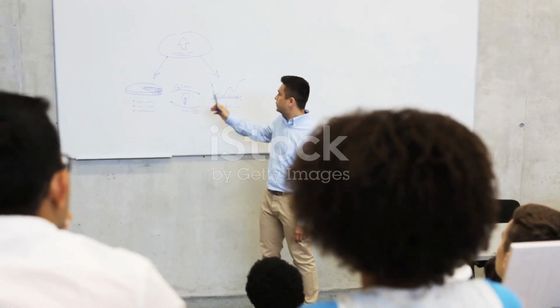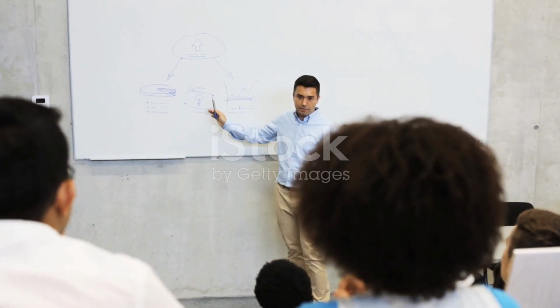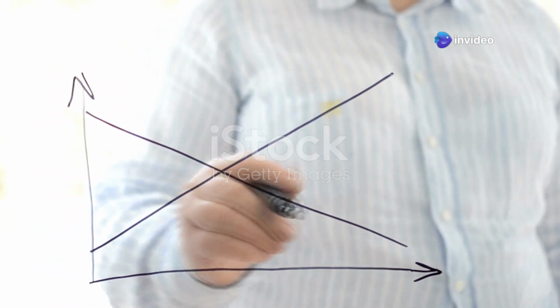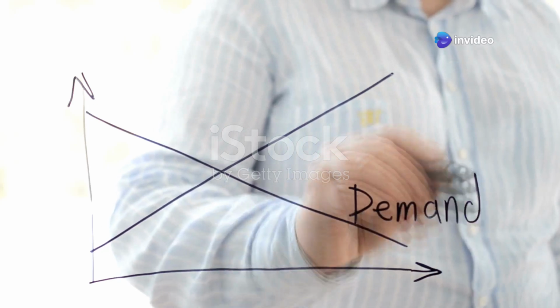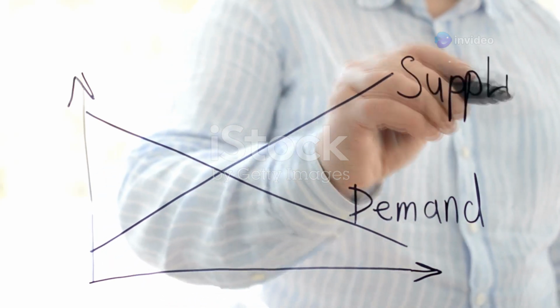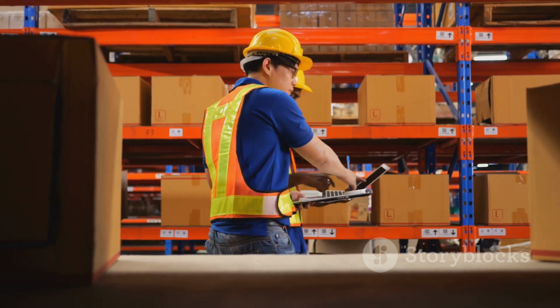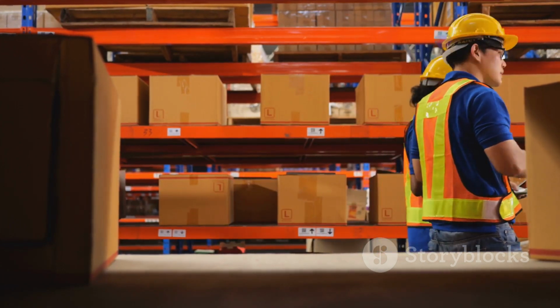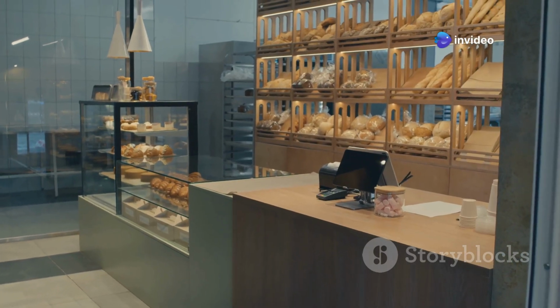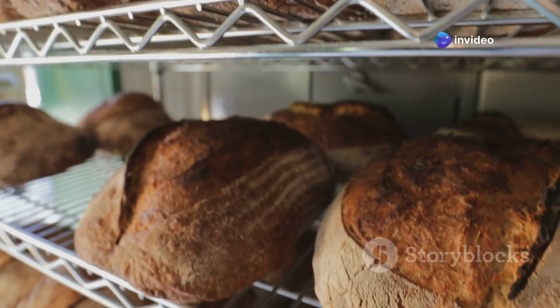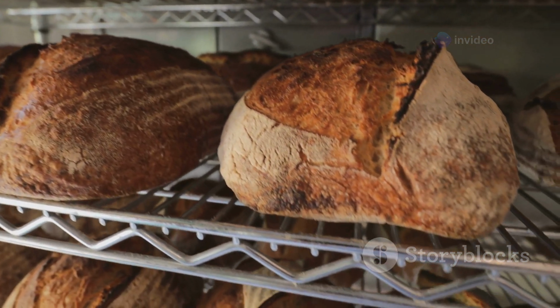Now, let's shift our focus to the other side of the equation: supply. Supply refers to the quantity of a good or service that producers are willing and able to offer for sale at a given price during a specific period. Essentially, it's how much of a product businesses are willing to make and sell. Think about a bakery that produces bread. The number of loaves they are willing to bake and sell each day represents their supply of bread.